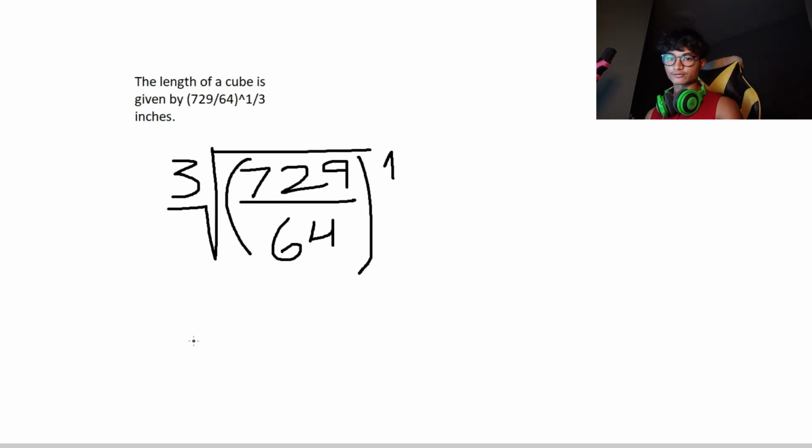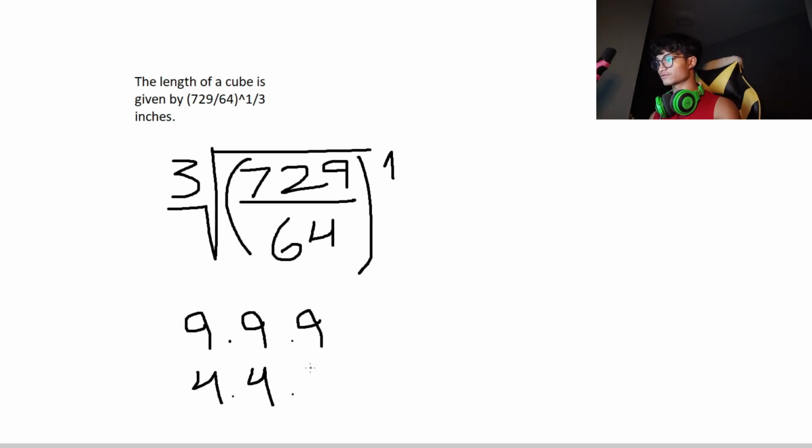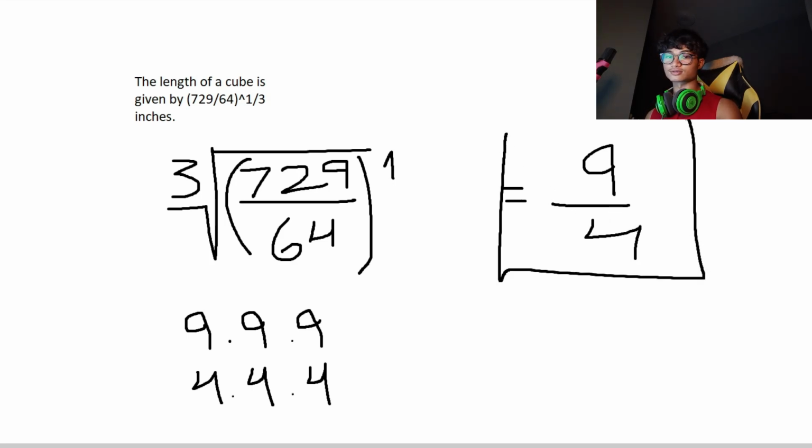And now we just have to find the cube root of 729 and the cube root of 64. So the cube root of 729 is 9 times 9 times 9. And the cube root of 64 is 4 times 4 times 4. Thus, it is equal to 9 over 4. And that is the final answer.